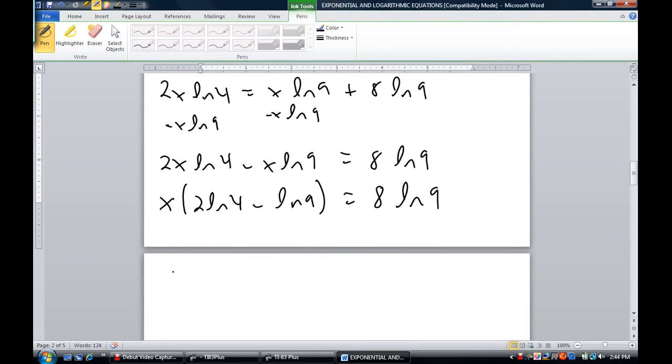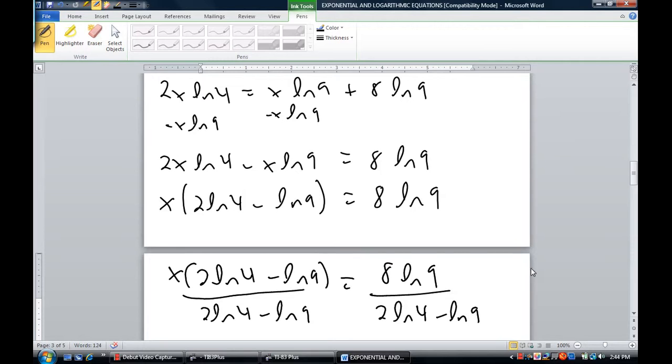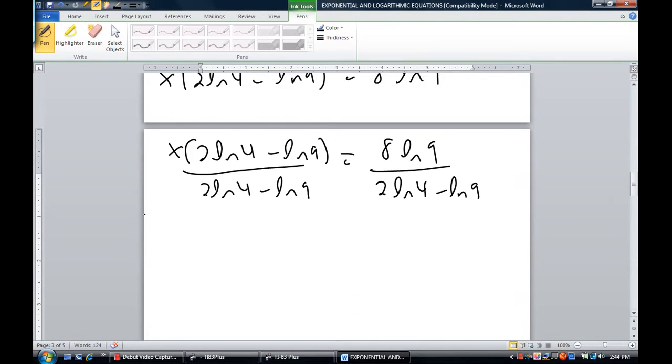And so, when you get to this step, after you're factoring, you want to divide both sides by 2 natural log of 4 minus natural log of 9. Hopefully you won't see this kind of a problem anywhere, but you could. X's cancel, and this is your final answer.